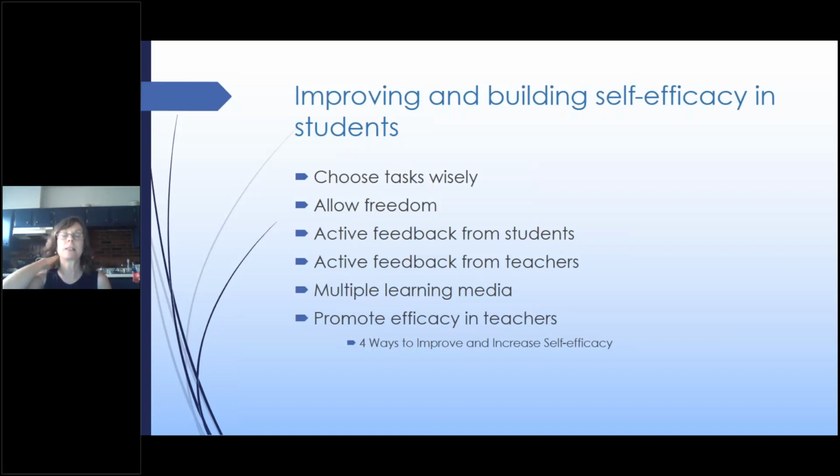Now, the thing about opinions is sometimes this takes a little work because you want to make sure that students understand that opinions are opinions and that not everybody's necessarily going to agree, but that you want to respect the opinions of others, but you don't have to be on the same page. Active feedback from teachers. So again, going back to the honest feedback about their performance. And you want to provide multiple learning media.